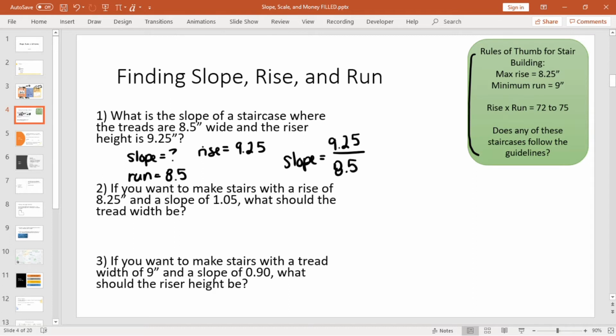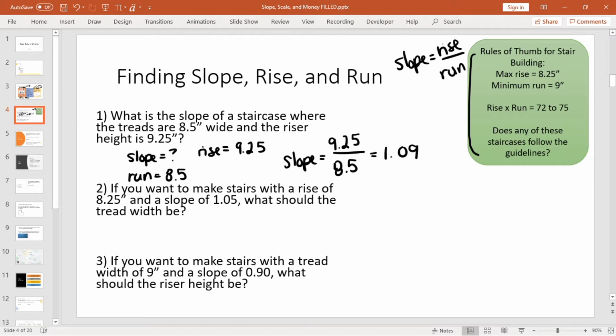I'll write that down up here so that I have what I'm referring to. All right, and if we do that math, we get 1.09. So that, and it doesn't have a unit because you divided inches by inches, so you canceled out your unit.